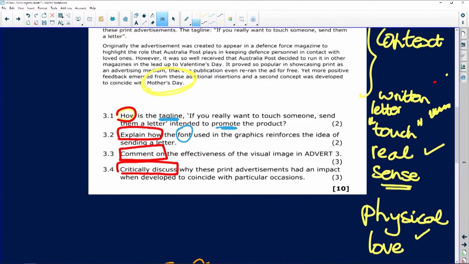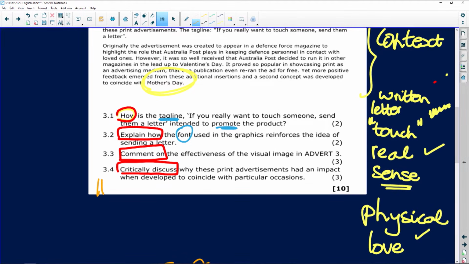Right, critically discuss. FAL students, you very seldom get that phrase, critically discuss. But you are asked to discuss, and the way that it's phrased for you, FAL students, is something like, look at the question. Do you think the print advertisements had an impact? Or would the print advertisements have had an impact on you? Explain. In other words, you get this kind of question.